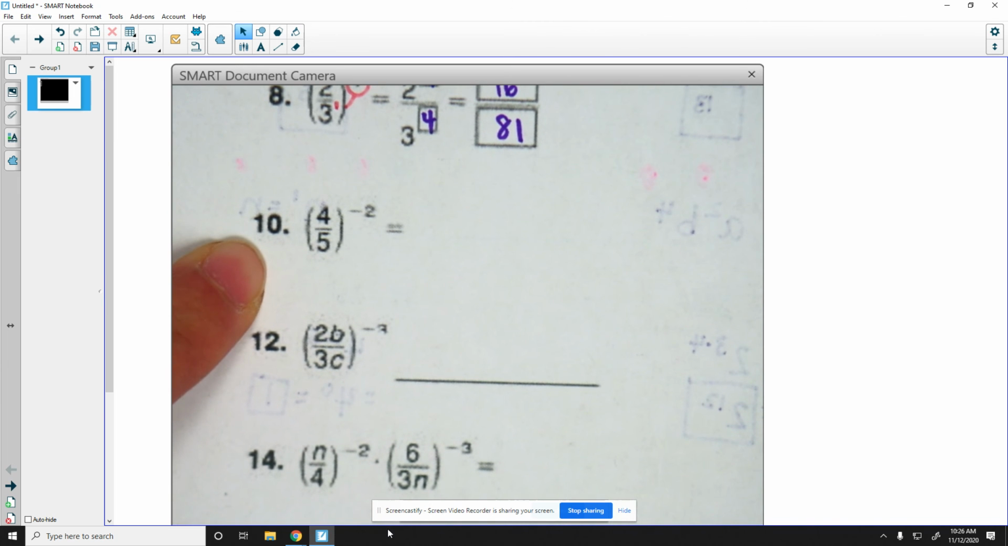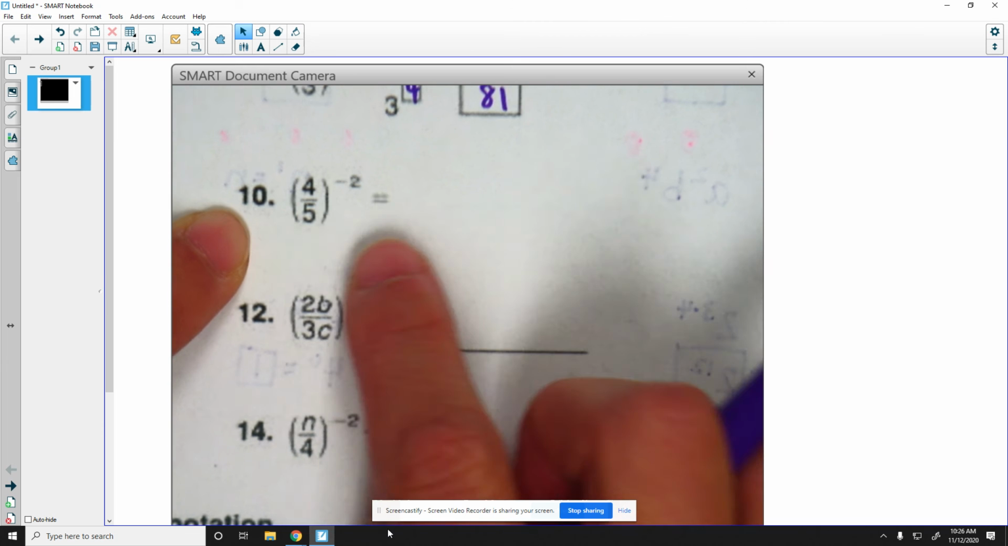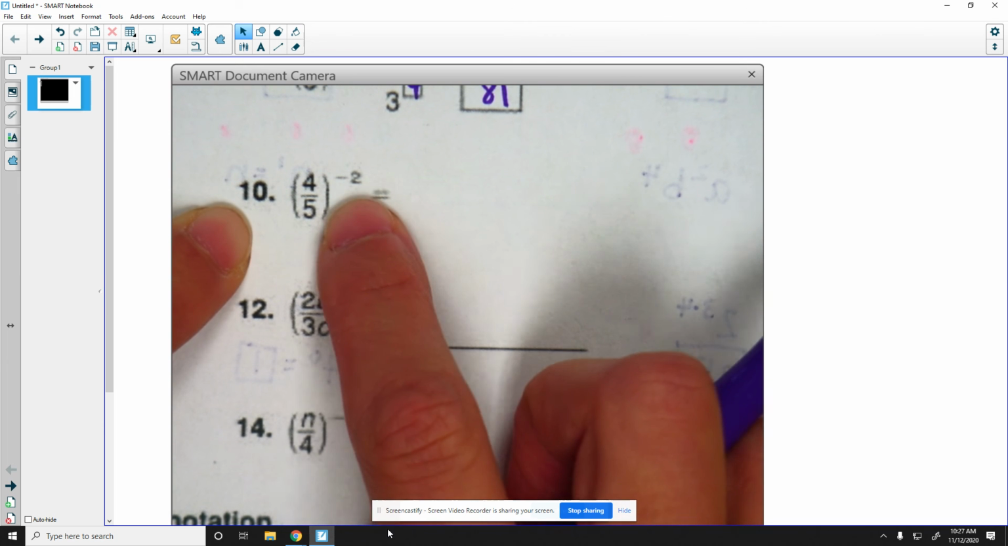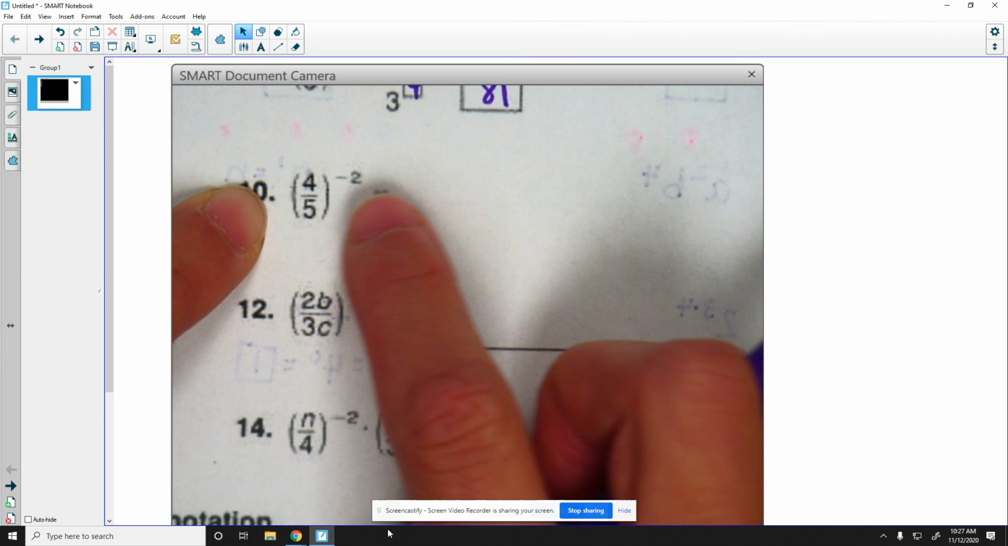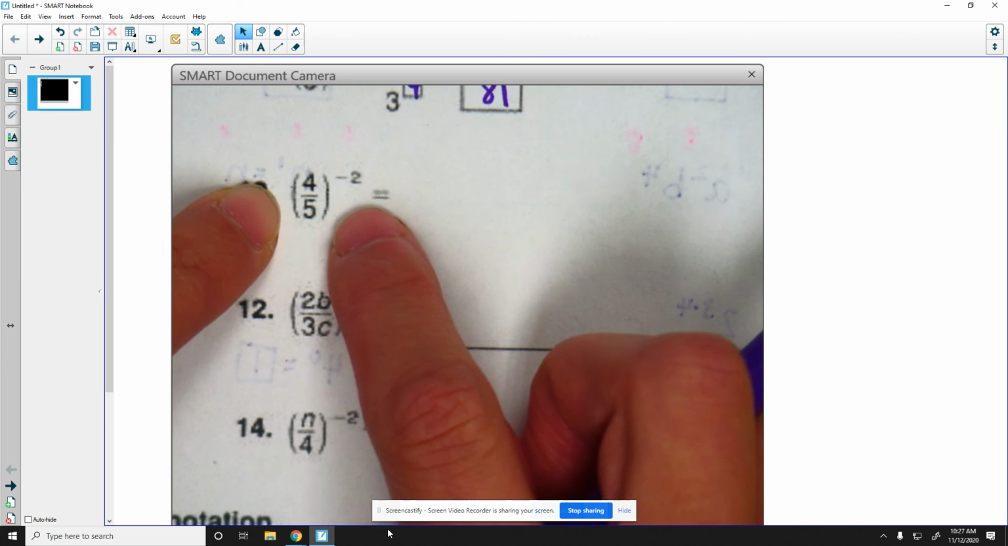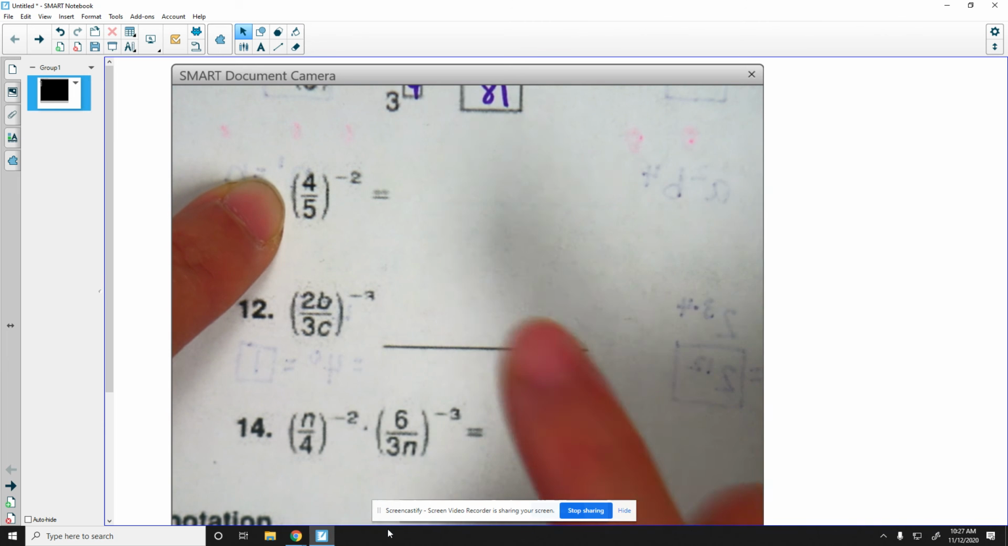Okay, let's do number 10. We're going to kind of have to skip around because we don't have too much time left. For number 10, negative exponent. Do not flip, guys. Do not flip before you actually distribute because you're going to get yourself so confused. Flip at the very end.